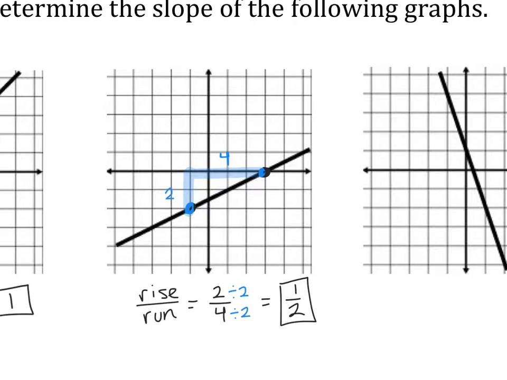So same thing, you can pick any 2 points. Let's say I picked this point and this point. My rise is 1, my run is 2. Oh, 1 over 2. I get the same exact slope. So it doesn't matter which 2 points you pick.